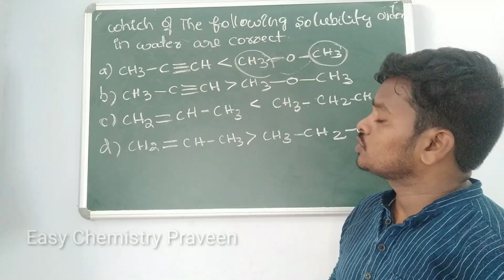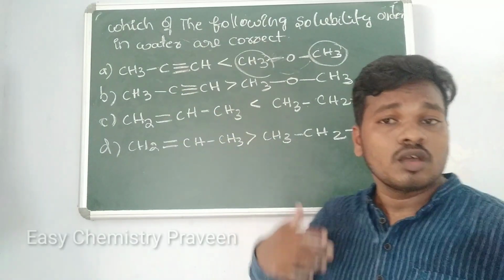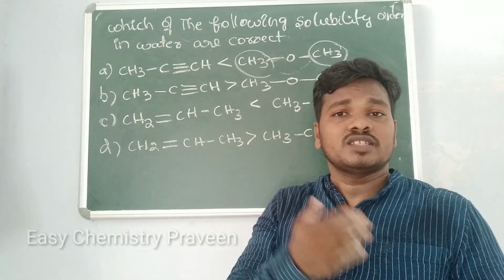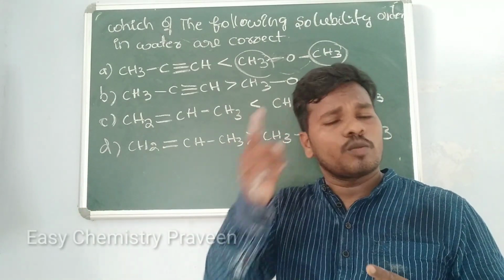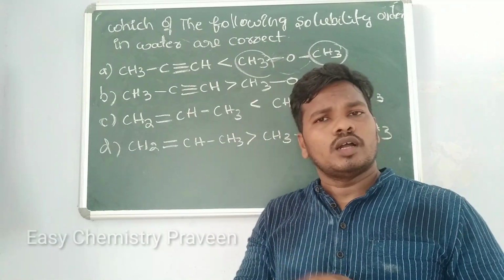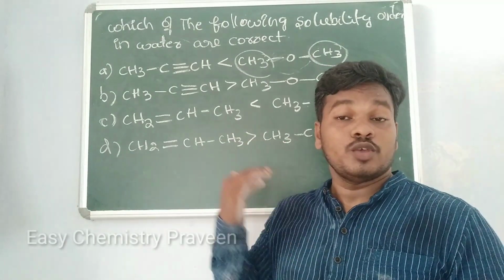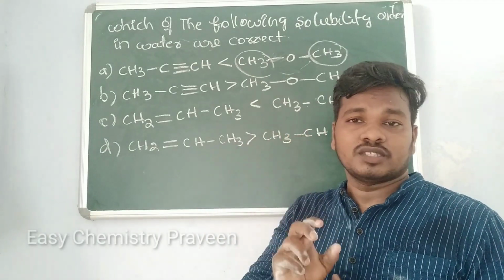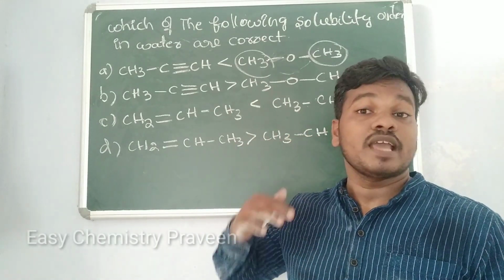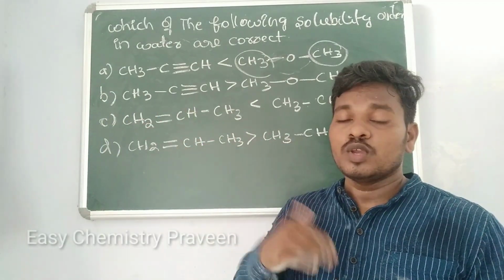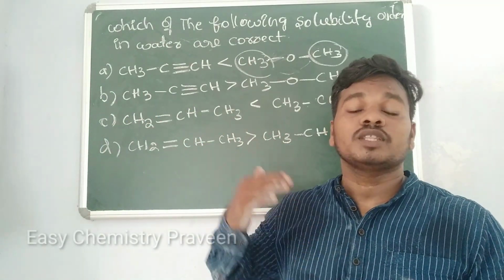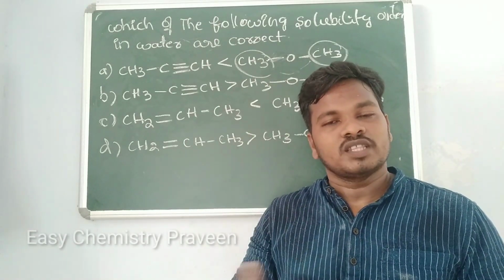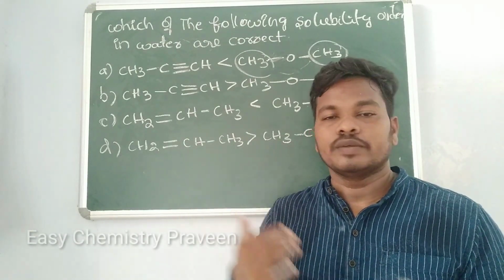If you see, of course a triple bond is there. Whenever alkenes are given, a triple bond has more solubility, followed by a double bond, followed by a single bond. In a given compound, if a more electronegative atom is present as the central atom, it will form hydrogen bonds. We know that more electronegative atoms form hydrogen bonds, so strongly they will form hydrogen bonds. Whenever it forms strong hydrogen bonds, automatically solubility will be more.